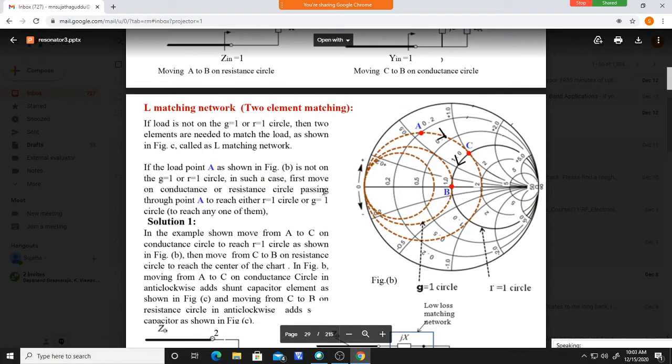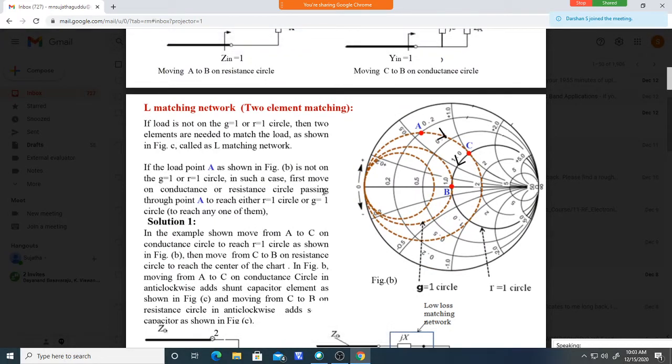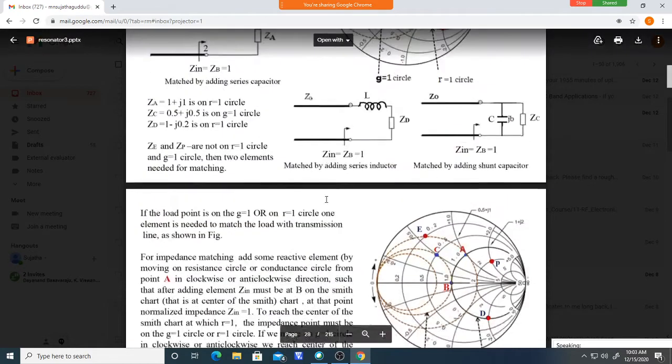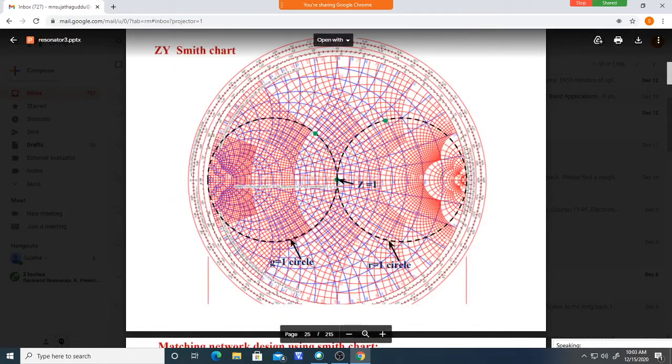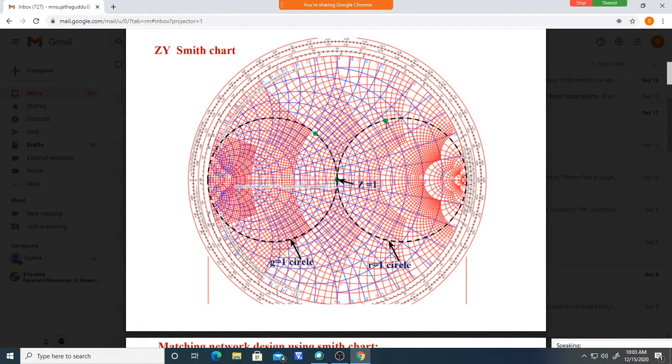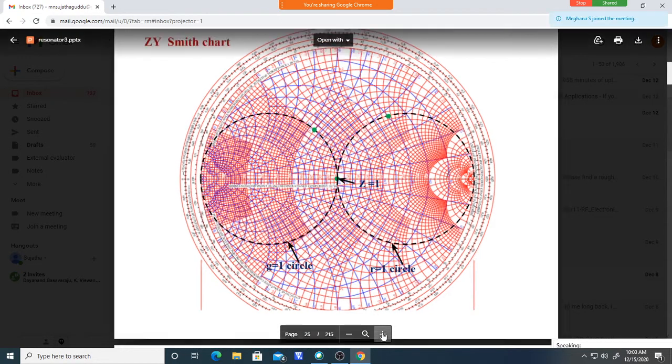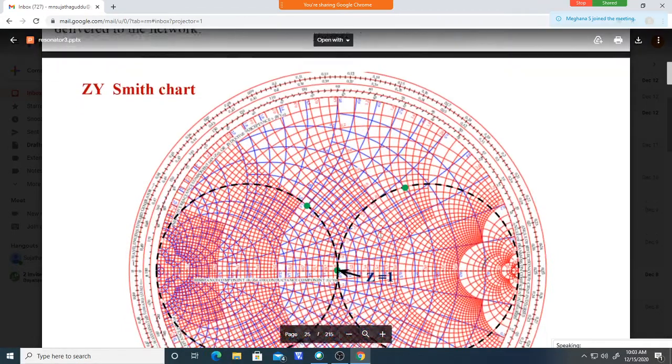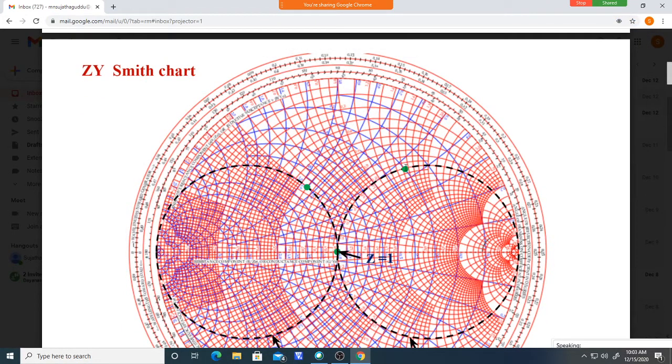I also told you how to read the impedance and admittance at a particular position over the Smith chart. For any position on the Smith chart, for example here, you can read the impedance or the admittance at this particular position. So in the given Smith chart, what is the admittance here? We have to find the conductance value and the susceptance value at this position.